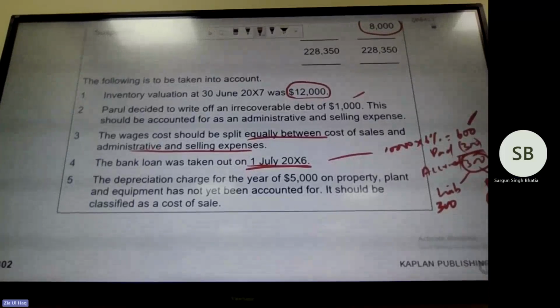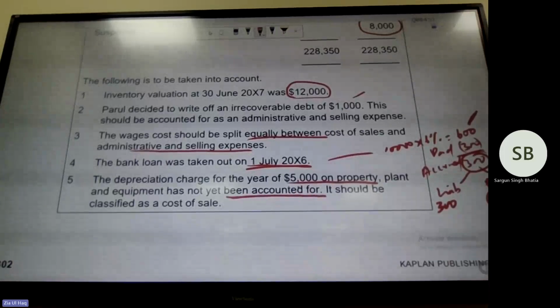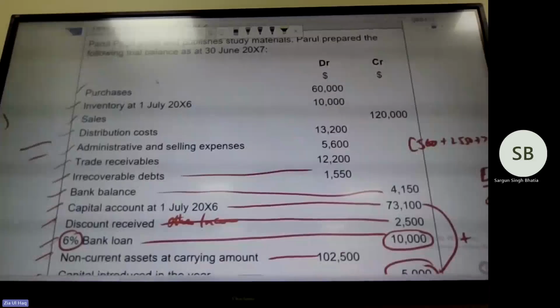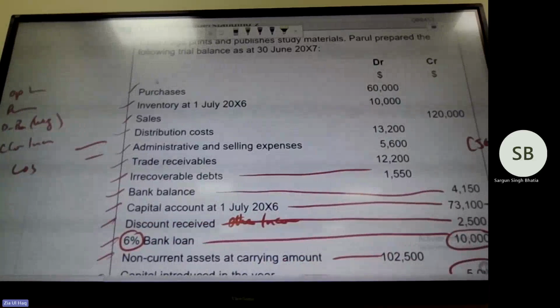Yes, sir. Then he's saying the depreciation charge for the year of 5,000 on property, plant and equipment has yet to be accounted for. I mean, there is depreciation of 5,000 that has not been recorded. And it should be classified as cost of sale. So we need to record this in cost of sale. While calculating cost of sale, we need to add direct expense of depreciation as well, 5,000.